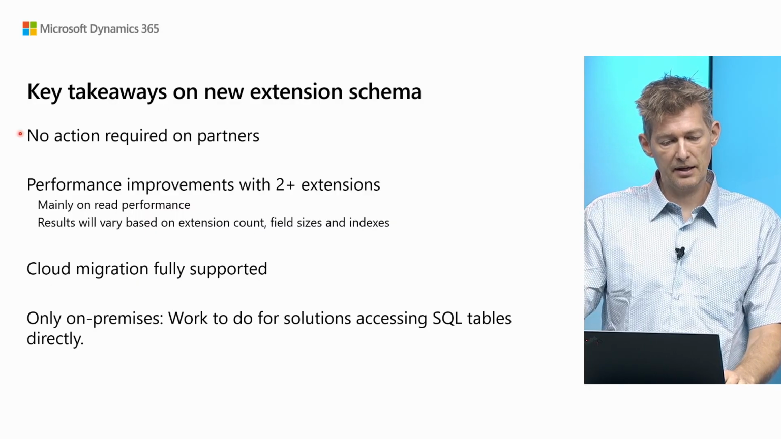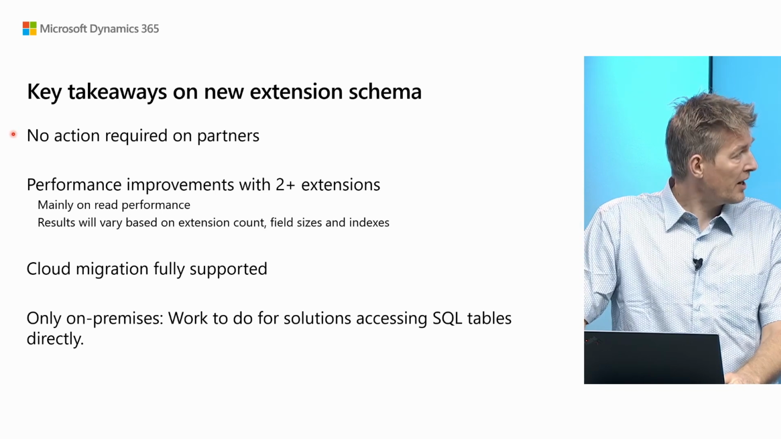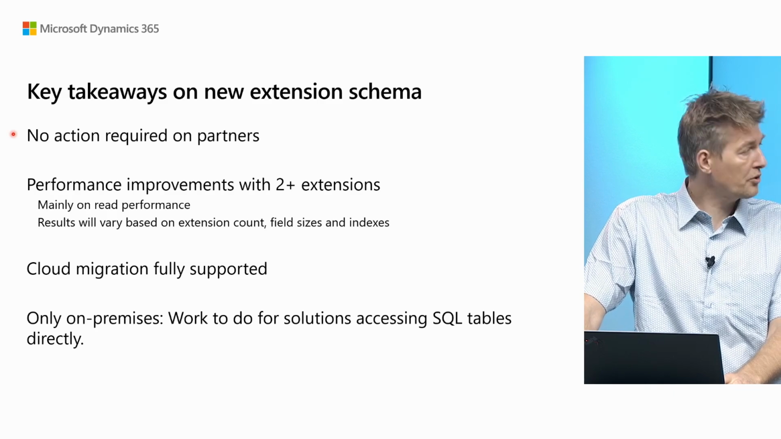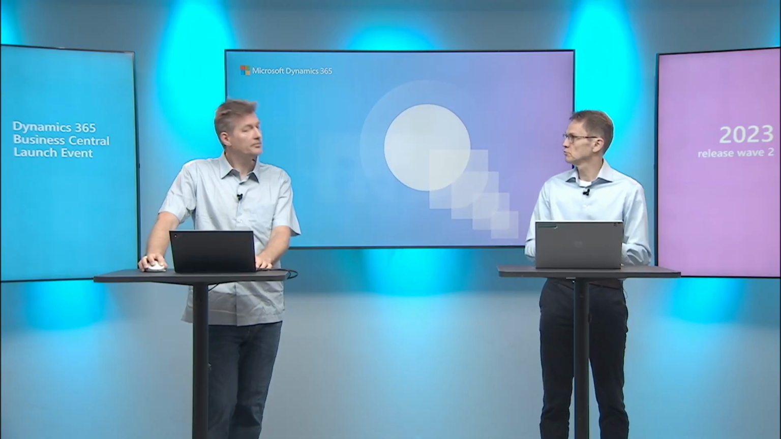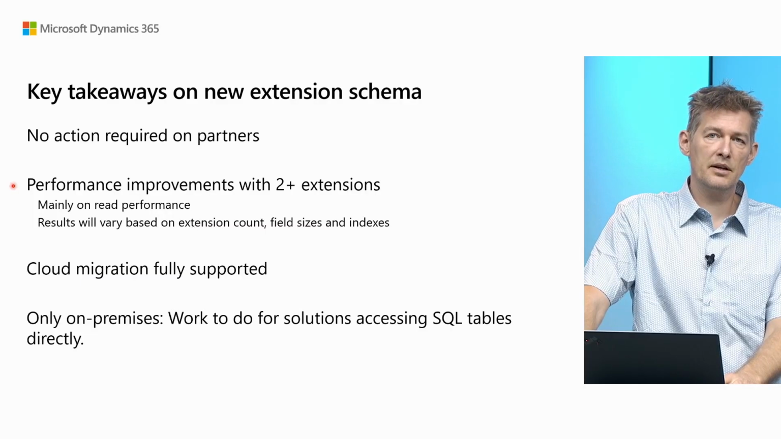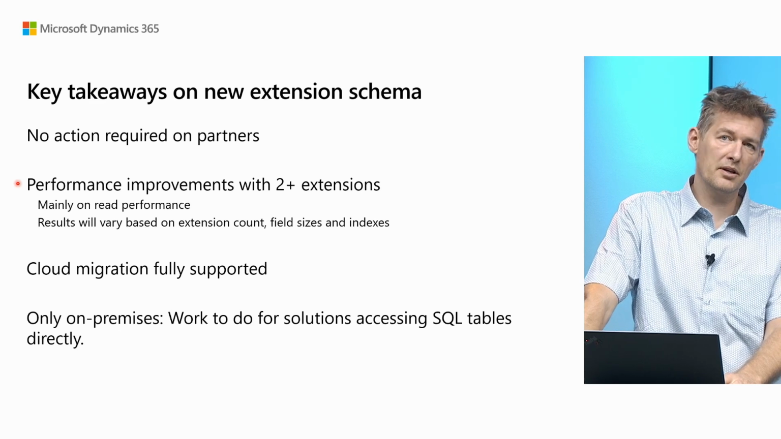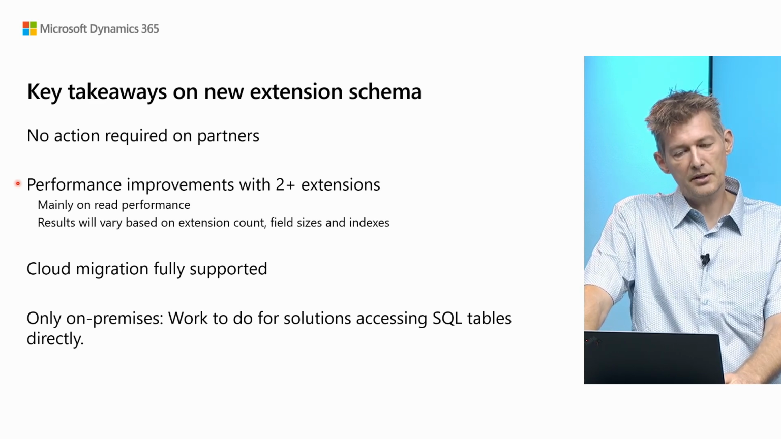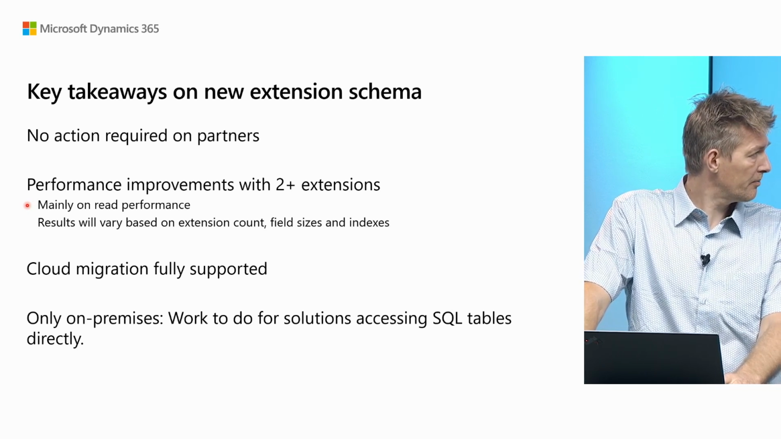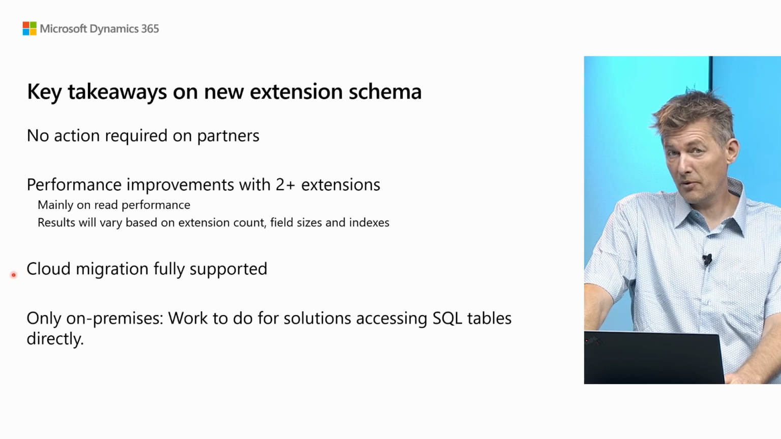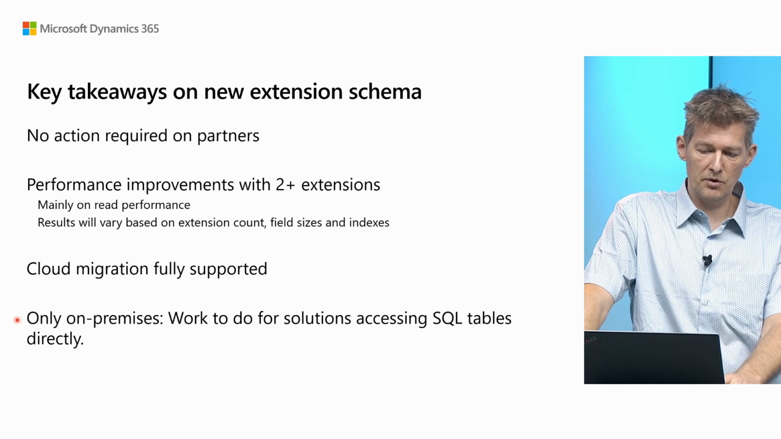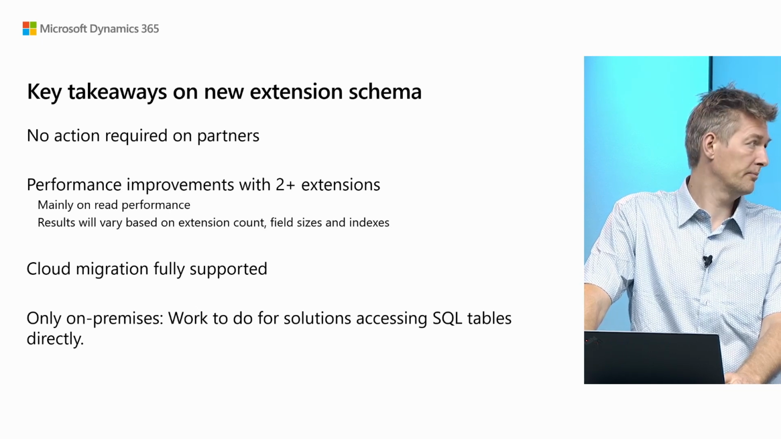Cool. So key takeaways from this new extension schema. The main thing here is there is really no action on you. Right? We just made things faster for all code. Or maybe the only action is to stop worrying about whether you should put in 1 or 3 extensions. That is true, yeah. And you would, as Jens said, if you only have one table extension, you won't see a difference. If you have 2 or more, you will definitely see it, mainly on read, maybe even on logging. Let's see, we need to measure that. Cloud migration is fine. On premises, you need some work if you access SQL tables directly.